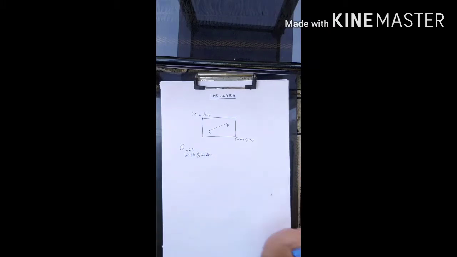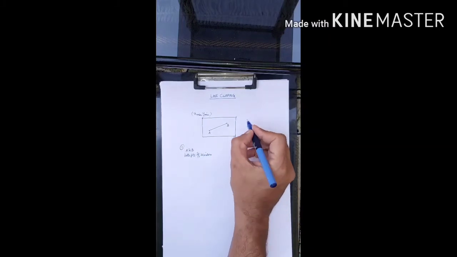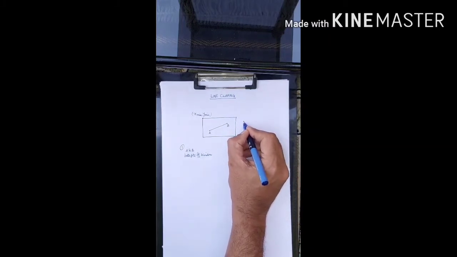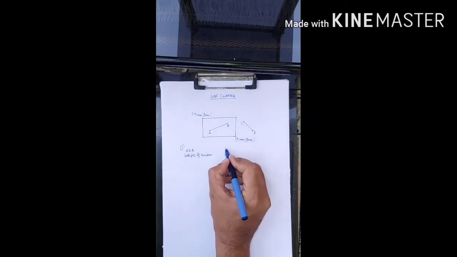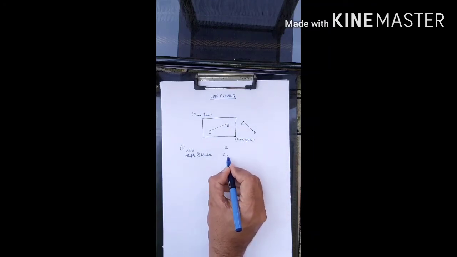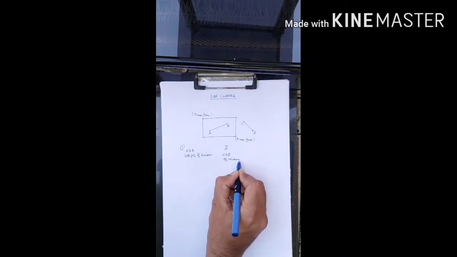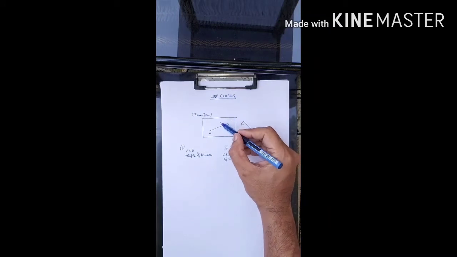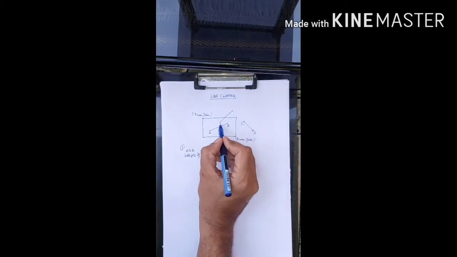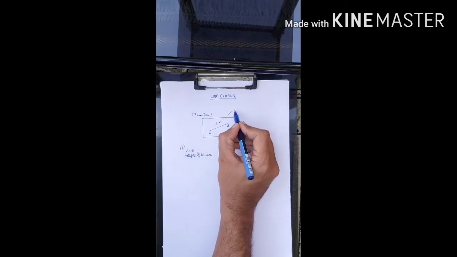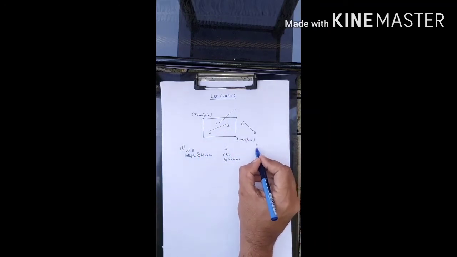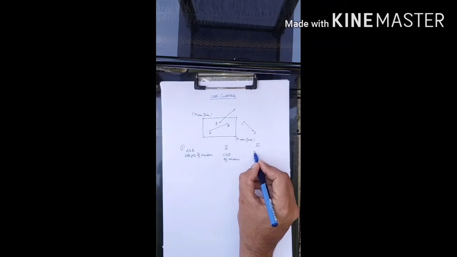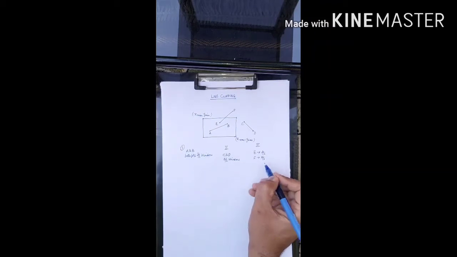The second category is that both the points are outside the window, C and D. So category number 2 is C and D are outside the window. And the third category, which is most crucial, is like this: E and F. In the third category, one extreme point is inside the window and the other extreme point is outside. So we take them all one by one.